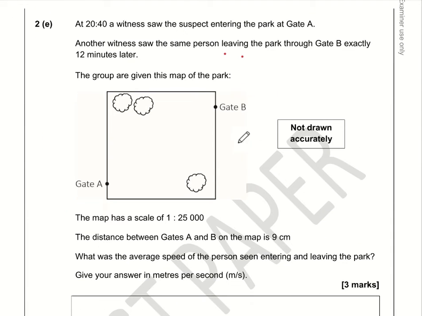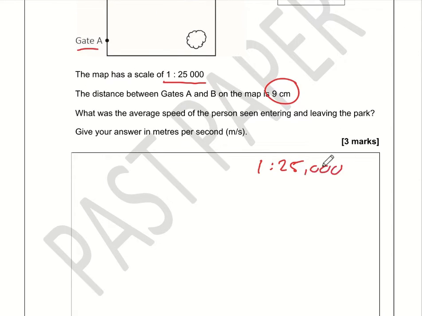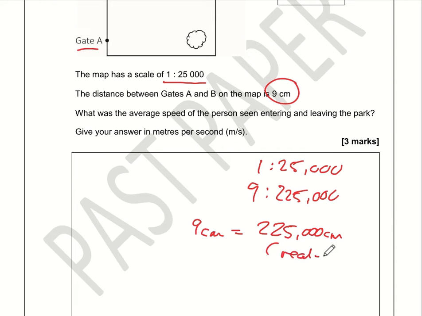So question 2E. So we know that the scale of the map is 1 to 25,000, and the distance between gate A and gate B is 9 centimetres. So if the scale is 1 to 25,000, then that means 9 centimetres is going to be 25,000 multiplied by 9 centimetres in real life, and 9 times 25,000 is 225,000. So 9 centimetres on the map equals 225,000 centimetres in real life.